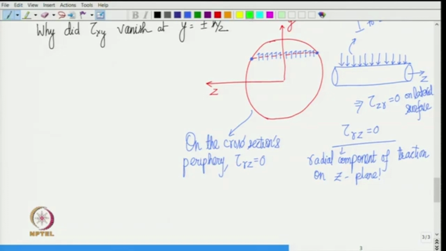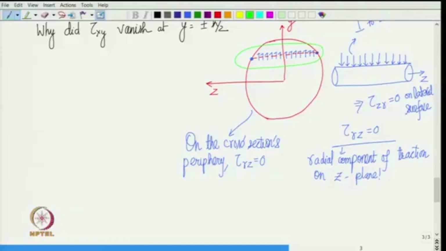But have a look at this distribution. As per this distribution, the shear tractions are all vertical. So, even at the ends the shear traction will be vertical. So, it will have both radial as well as theta component, right, because the vertical direction you can resolve along the radial as well as theta direction, and you get non-zero components along both. So, this is contradictory because we just saw that tau r z should be 0, but this distribution does not give me tau r z 0 on the periphery of the cross section.